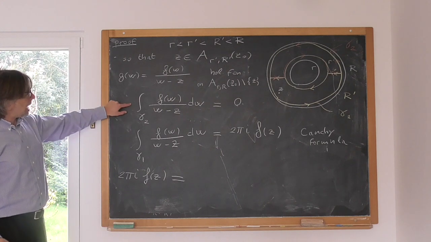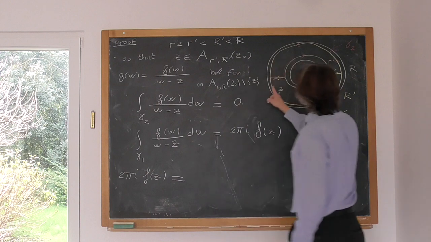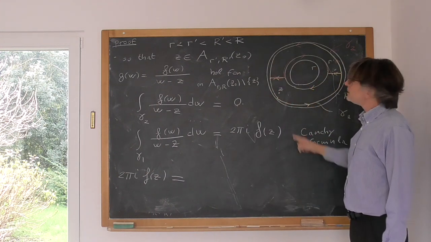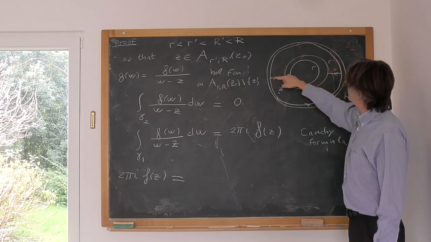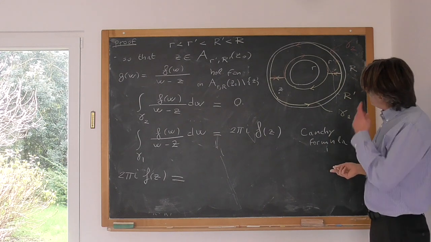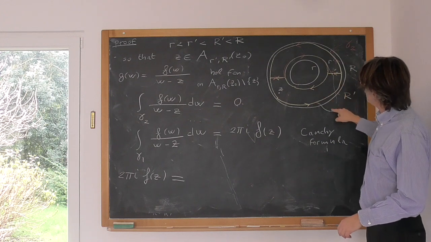What do we get when we add these two integrals? Well, each of these integrals can be split into four integrals just by integrating on half circles, then segments, half circles, segments, and so on. What do we see when we do all these splittings of these integrals?